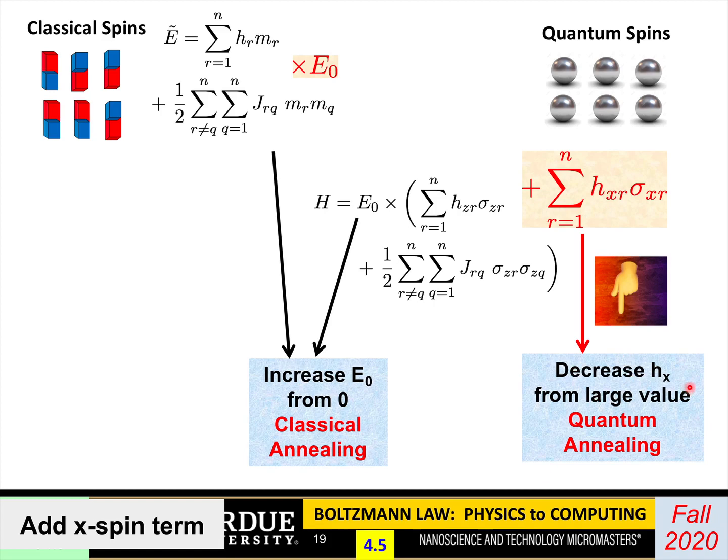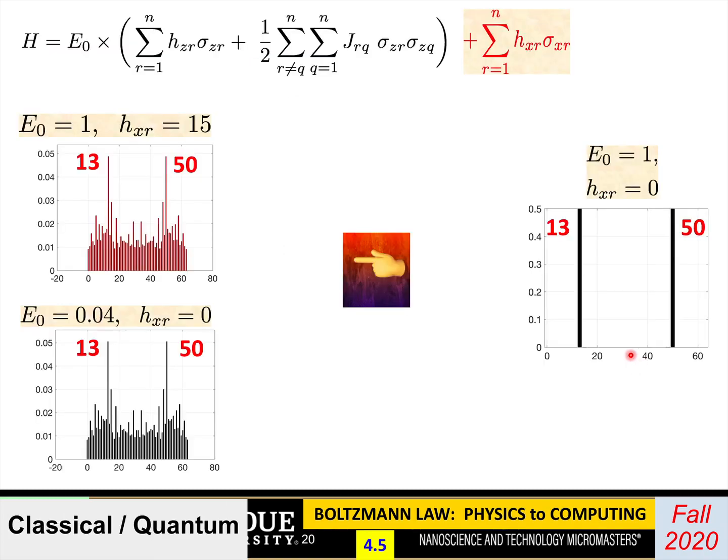And this is what's generally referred to as quantum annealing, this possibility. This is something you couldn't have done with your classical spins. Now, just to give you an example, with E0 equals 1 and no H along the X direction, we have this solution I had shown before, 2 peaks at 13 and 50.